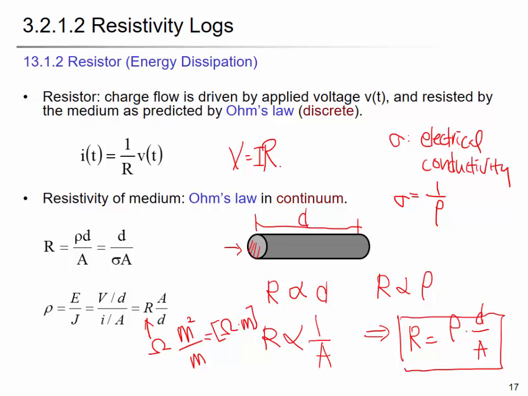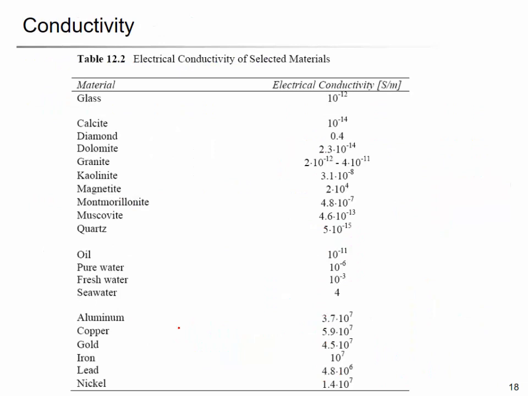So, can we move on? Okay. So these are the electrical conductivities of selected materials. Let's see, what do we recognize here? Calcite is 10 to the negative 14 siemens per meter. Siemens per meter is 1 over ohm meter, right? So just 1 over resistivity. So 10 to the negative 14 means that it doesn't conduct, right? The electrical current cannot flow through this calcite.